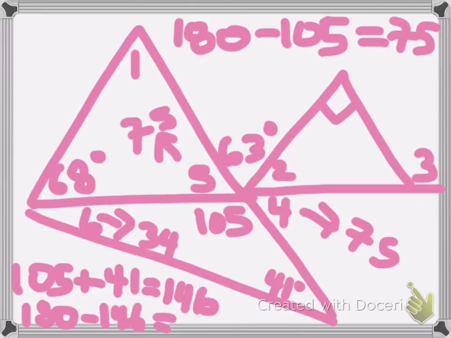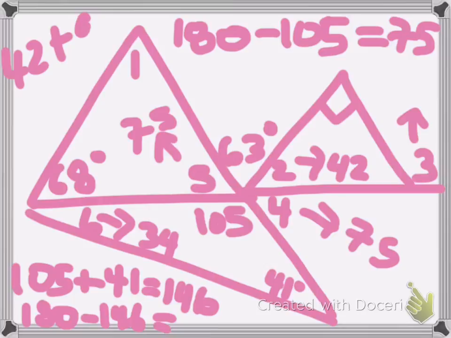So we almost have all of them. Now angle 3 is an exterior angle. That means we add up angle 2 and the 90-degree angle, which are the two remote interior angles. So we have 42 plus 90, and that's going to give us 132. So that is angle 3.